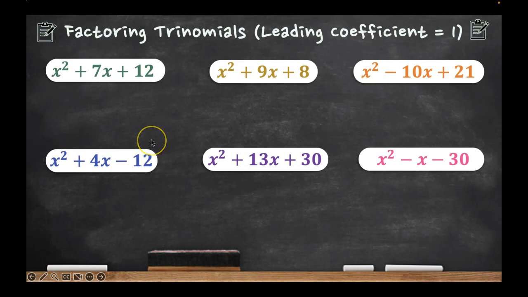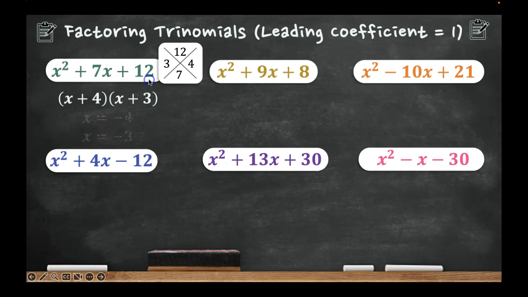So then now we have 6 more examples. So if I say what two numbers multiply and give me 12, but add and give me 7, that's going to be 4 and 3. So that means I know that my factors are going to be x plus 4, x plus 3, and my solutions are going to be x equals negative 4 and x equals negative 3. Notice the difference between your factors and your solutions.